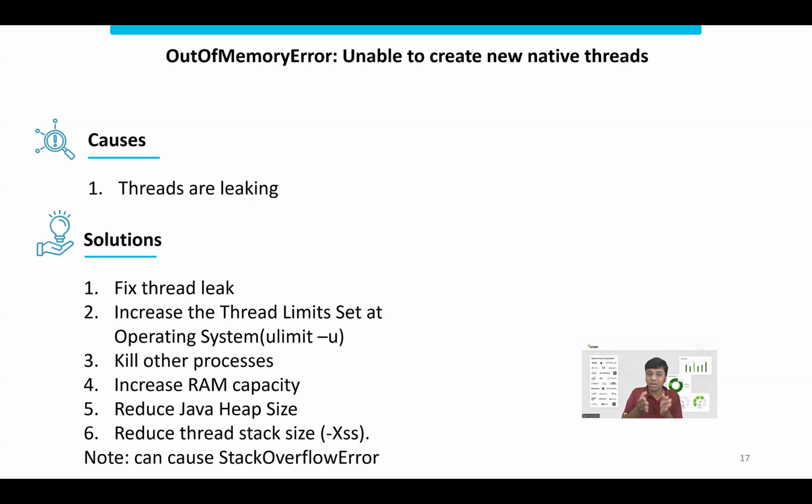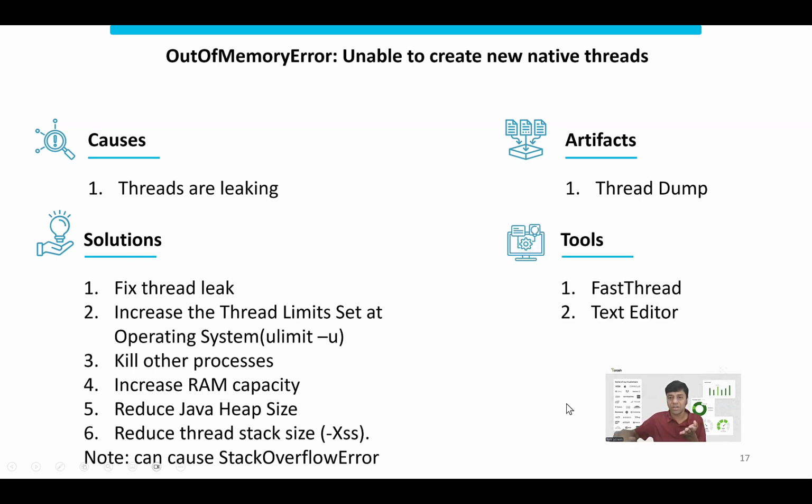That's another solution, but be careful. If you reduce your stack size, you may confront stack overflow error, right? Okay. So what is the artifact you need to troubleshoot this problem when you get this out of memory error? You need thread dumps. Heap dumps will not help you. So what are the tools that you need to analyze this artifact, thread dump? You can use thread dump analysis tools like fastThread, or you can use text editors. Open in a text editor and then you can look into it.